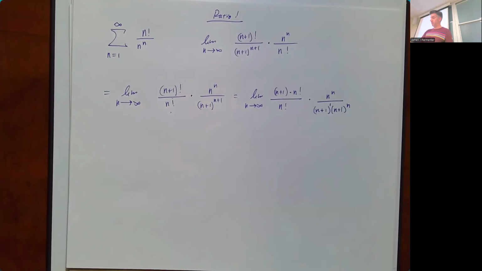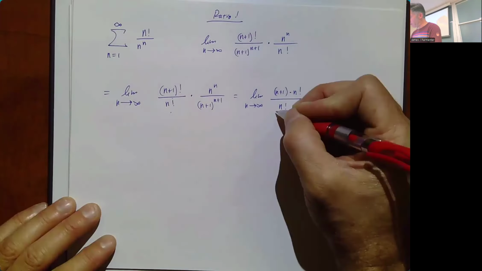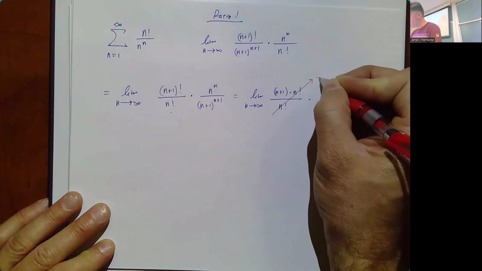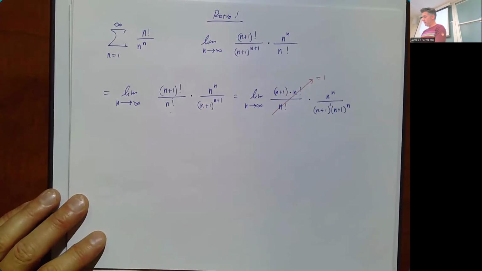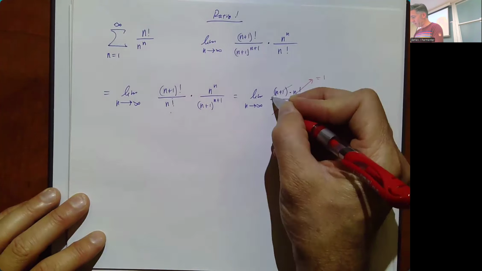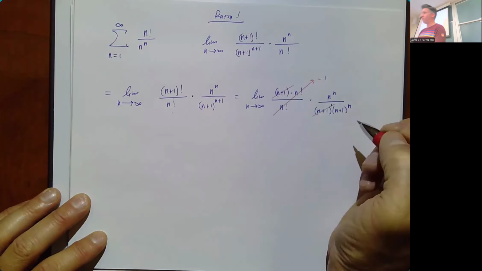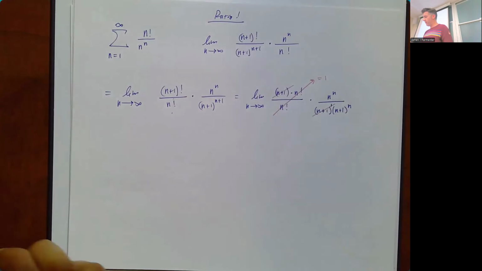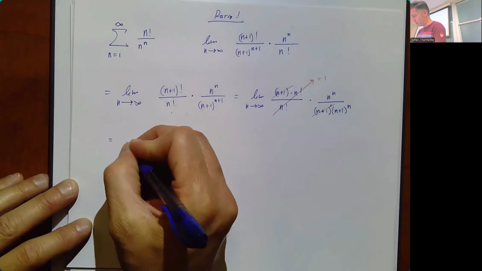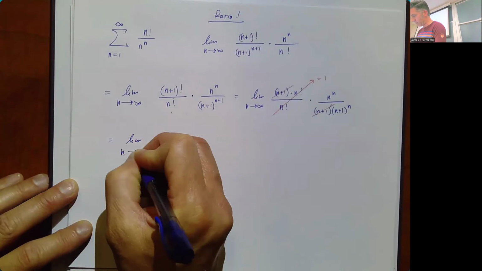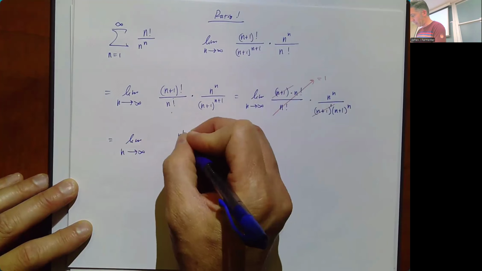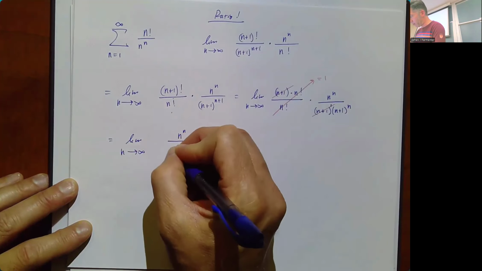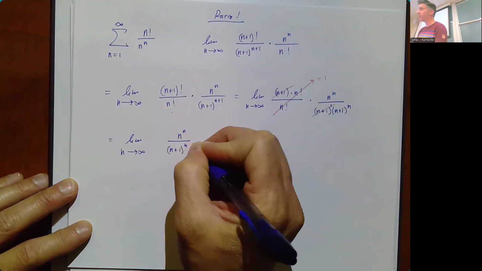Now let's cancel a few things. The n factorial divided by n factorial is 1. And the (n plus 1) divided by (n plus 1) is also 1. So what we're left with is the limit as n goes to infinity of n to the n over (n plus 1) to the n.